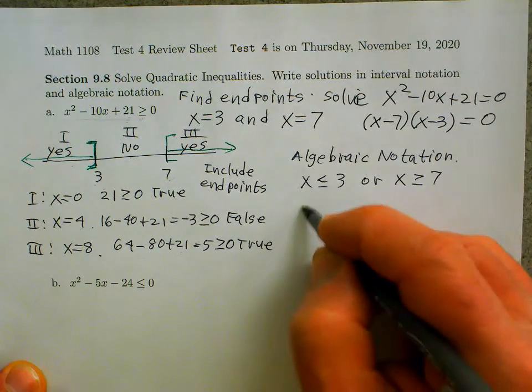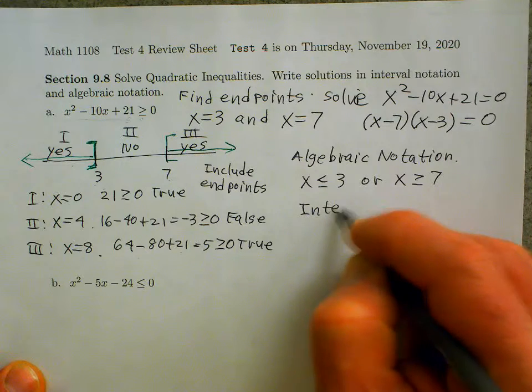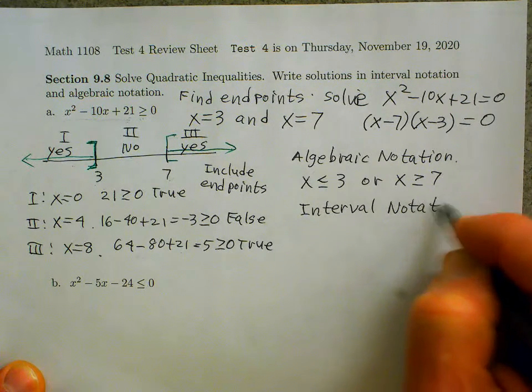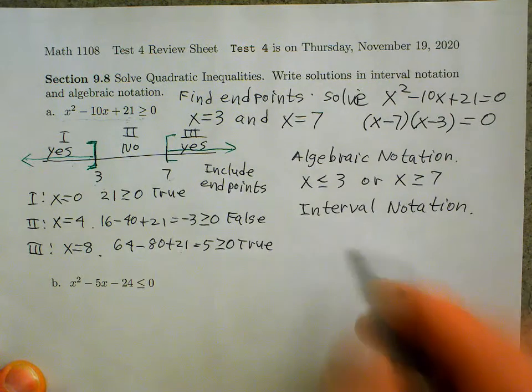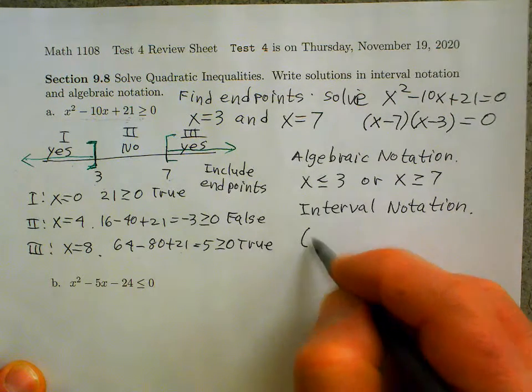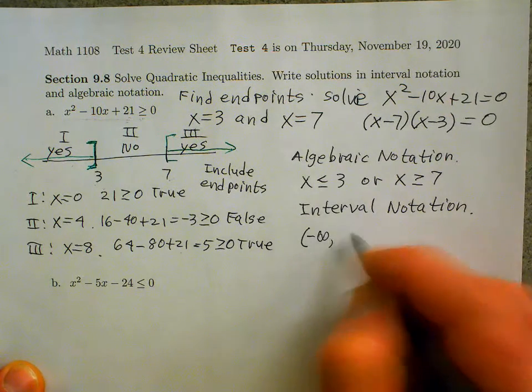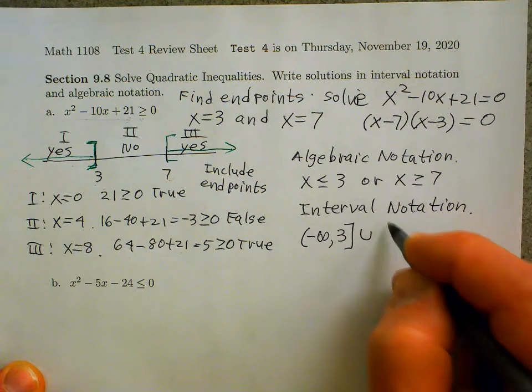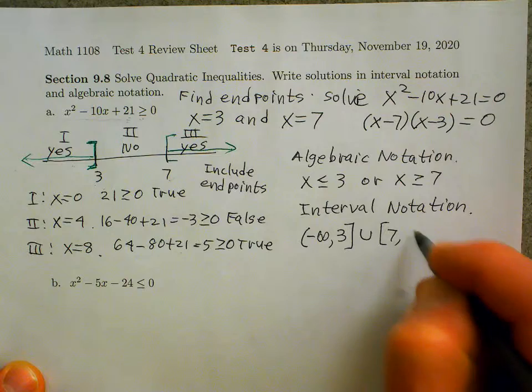And then the interval notation, parenthesis negative infinity comma 3 bracket, and then union bracket 7 comma infinity.